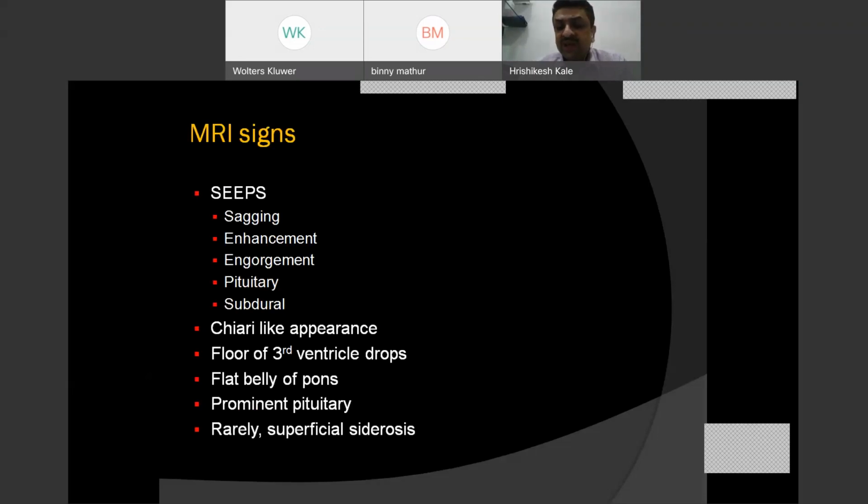Typically what happens is that with CSF leakage, there is descent of the brainstem structures, and this might produce a Chiari-like appearance with a very tight appearance of the foramen magnum. The floor of the third ventricle may also drop, and you may have a flat belly of pons, a prominent pituitary gland. Rarely, in long-standing patients with SIH, you may even get superficial siderosis.